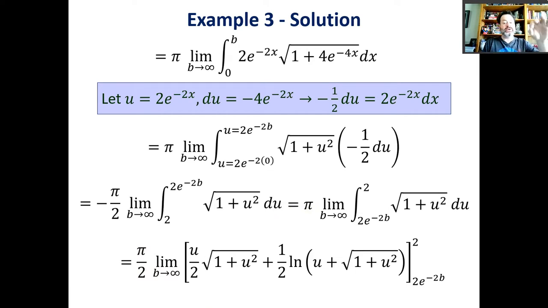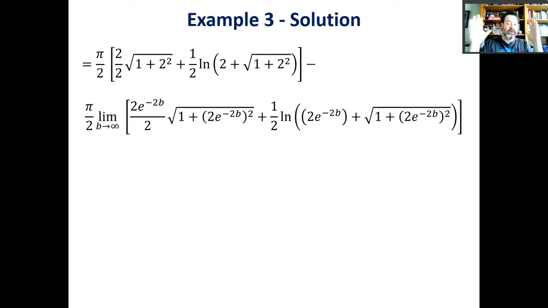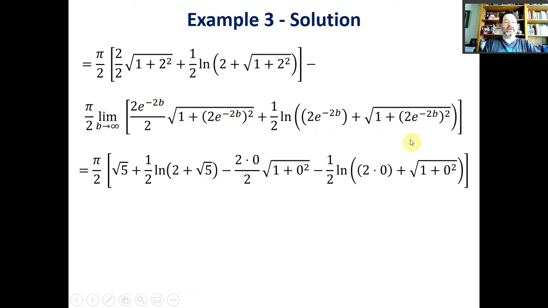And when you plug in 2 as the upper limit and 2e to the minus 2b, you get this horrible, awful thing. I distributed the pi over 2. And the limit doesn't apply to this because these are numbers. So I just move the limit all the way to things that contain b. And then if you look at it, these are all numbers. So this thing's going to simplify to something. What happens when I plug infinity in here? Every single one of these things becomes 0 when I plug it in.